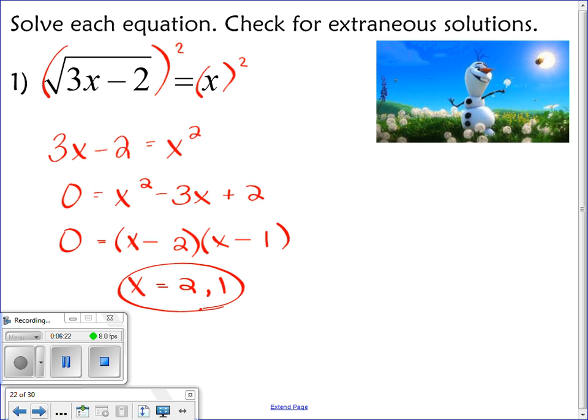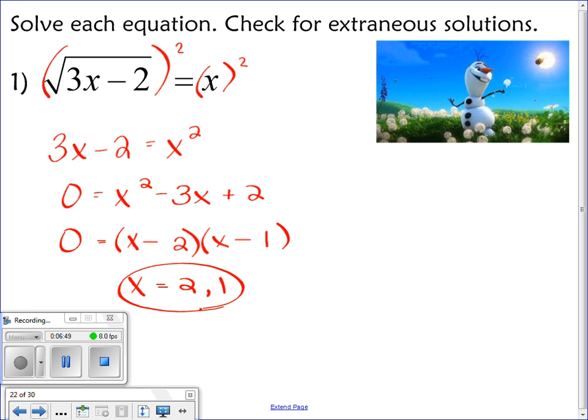2 and 1. Now, I do need to go back and double check to make sure my answers work, because again, sometimes they are extraneous. So if I plug this back in, 3 times 2 is 6 minus 2, 4. You guys can all talk to me, it's okay. And the square root of 4 is 2. So if I plug this back in over here, 2. So does this equal that side? Yeah, that one works.